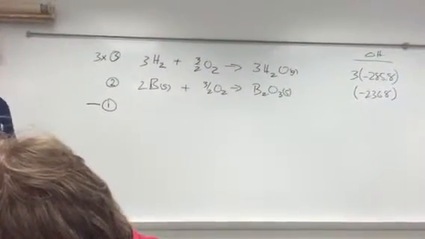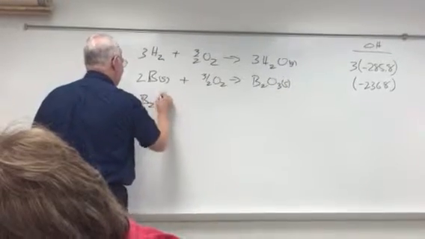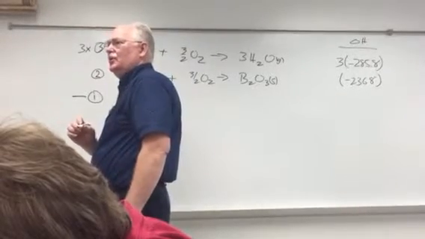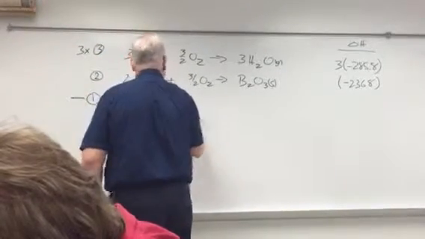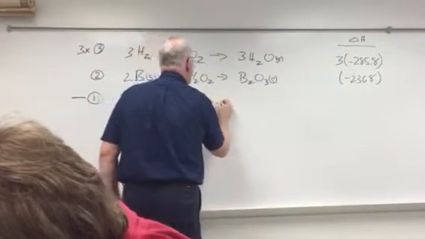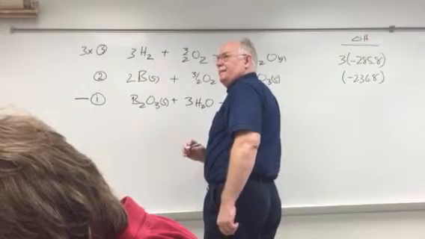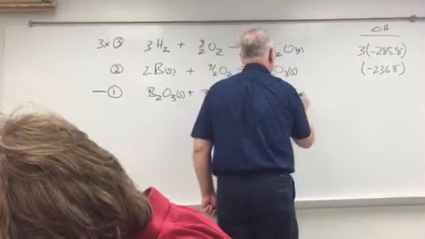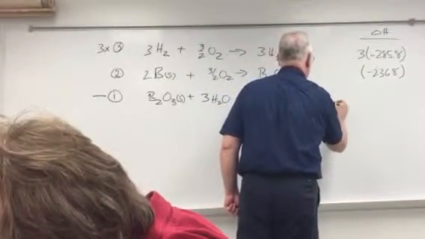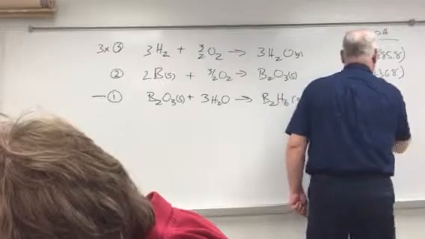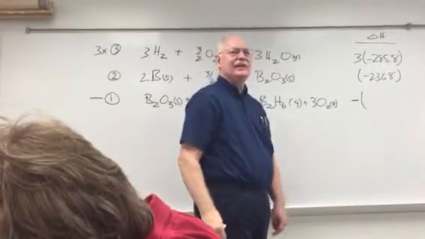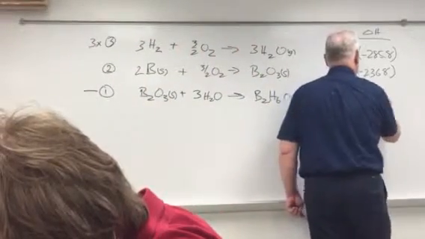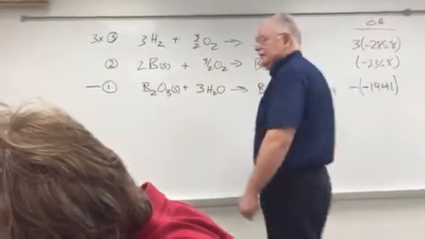So on the reactant side, we now have diboron trioxide, solid, plus 3H2O goes to B2H6 and 3O2. And because we took the negative of that reaction, the enthalpy is the negative of negative 1941. We have a double negative there.